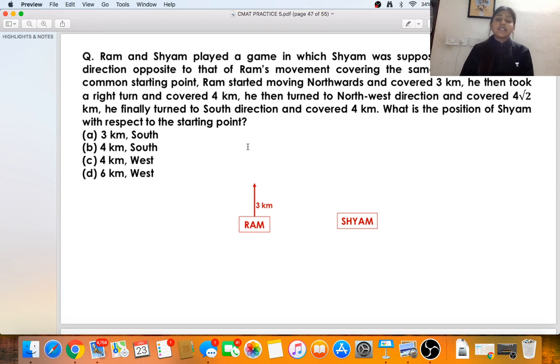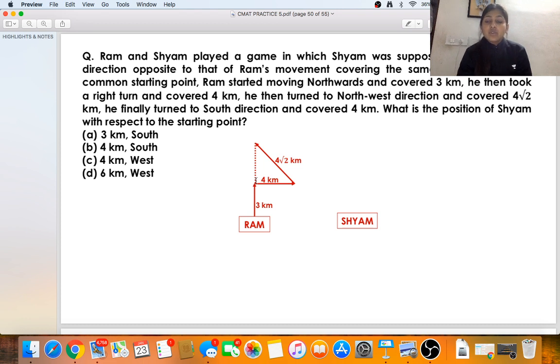He then took a right turn and covered 4 kilometers. So right and 4. Then he turned towards northwest. Northwest is going to be like back here. Northwest and covered a distance of 4 kilometers. He finally turned to south direction and covered 4 kilometers, which would have brought him back here. What is the position of Shyam with respect to the starting point?